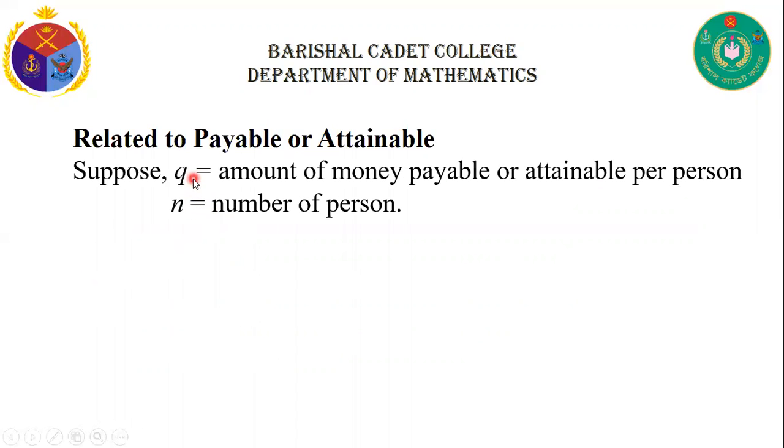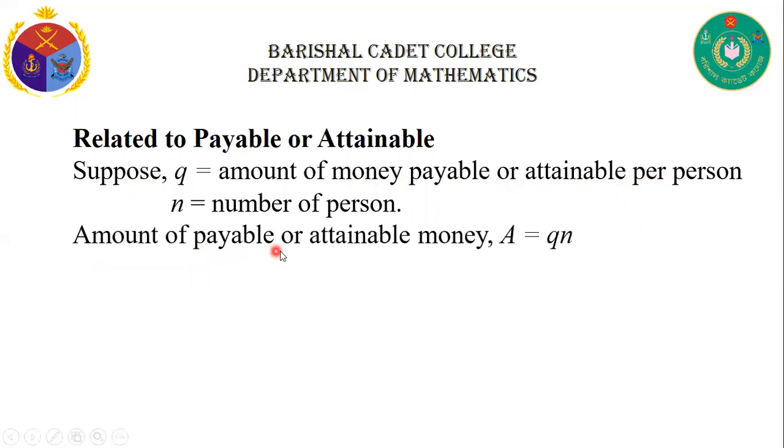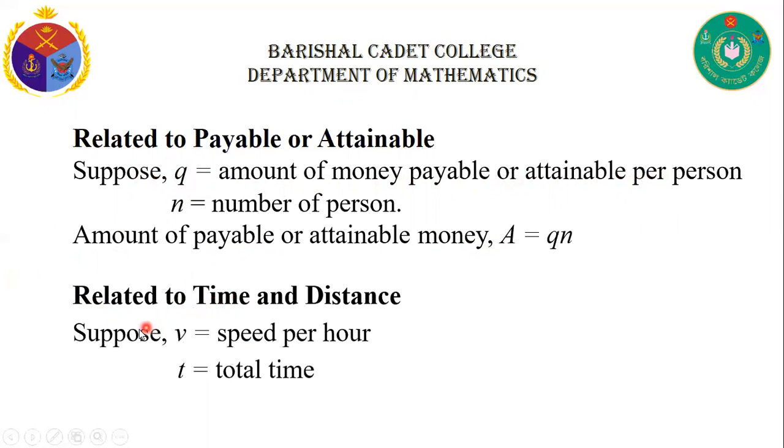Okay, now related to payable or attainable amounts. Suppose Q equals the amount of money payable or attainable per person. Q is the amount of money we have to give a person and N is the number of persons. Then the total amount of payable or attainable money equals QN. And next, related to time and distance. Here, suppose V equals speed per hour and T equals time. So the total distance D equals Vt.